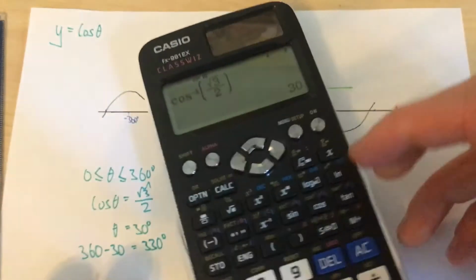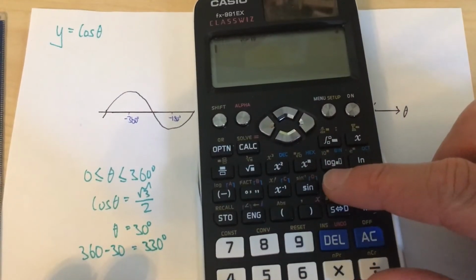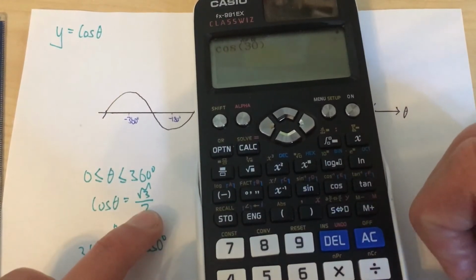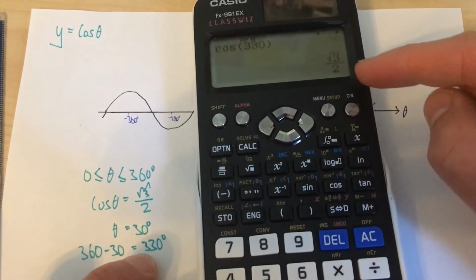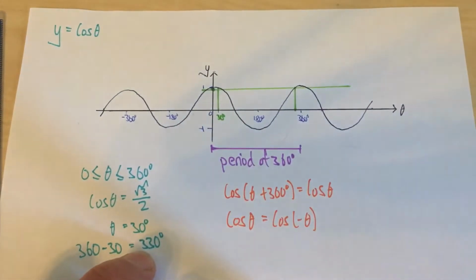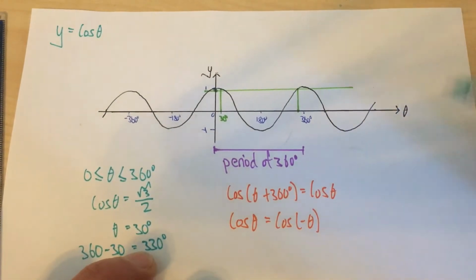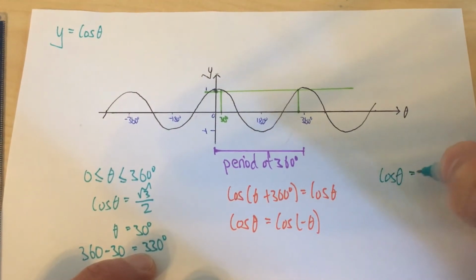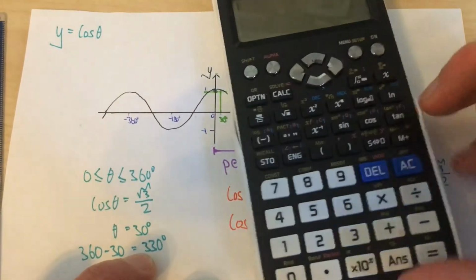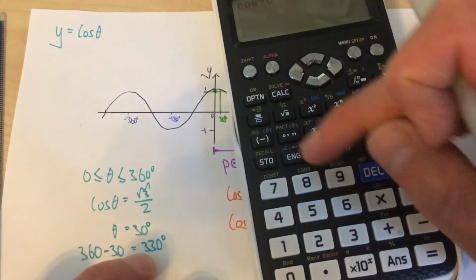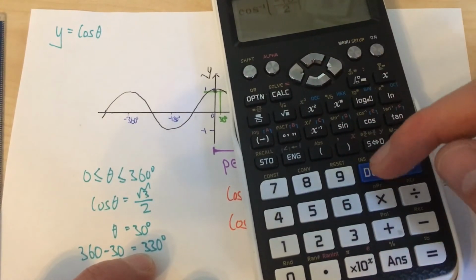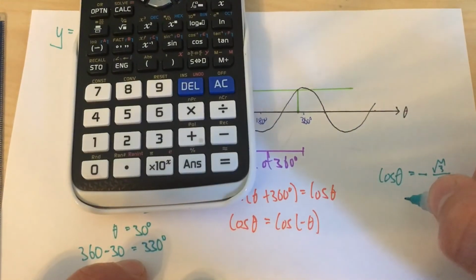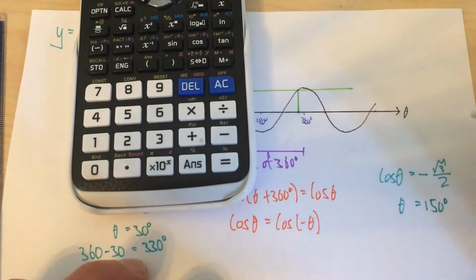We can check these on a calculator as well. If I go cos of 30, I should get √3/2, which I do. And similarly, if I go cos of 330, I should get the same value, which I do. Let's do one more. We'll look at cos of theta equals minus √3/2. Same process initially, so we do the inverse cos of minus √3/2, and it's telling us that it's 150 degrees. So theta equals 150 degrees.